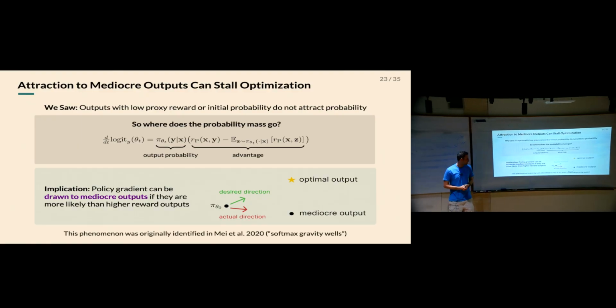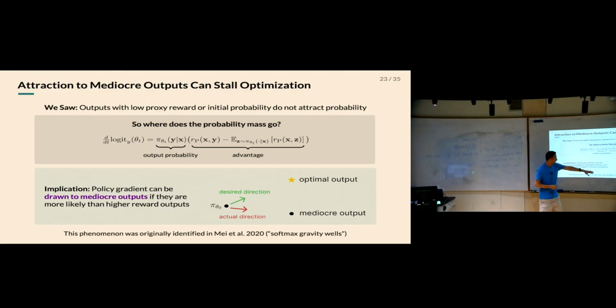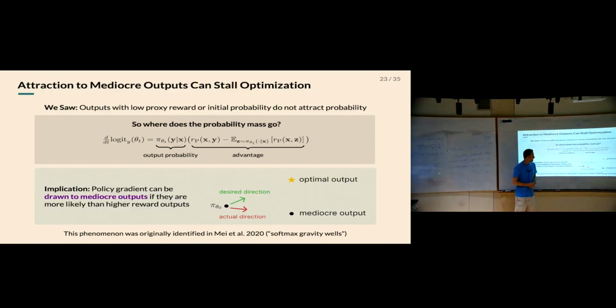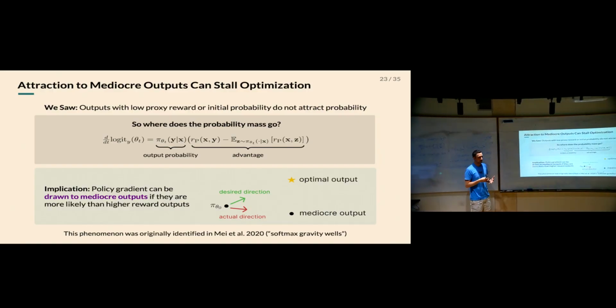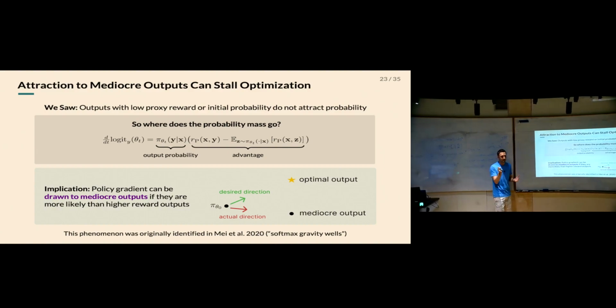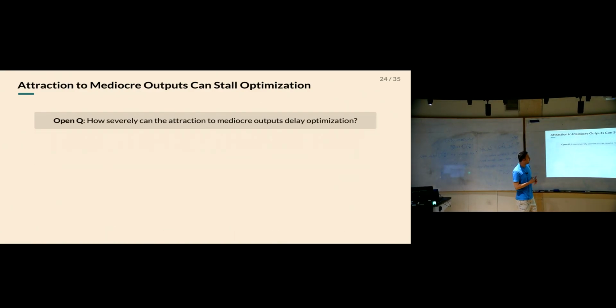And this phenomenon, it's actually not new. It was identified by a paper in 2020 by May et al. And it was known that softmax policy gradient can have this weird behavior where the gradient doesn't point towards the optimal output. But the open question was, okay, how severely does this affect optimization? How severely does it delay how fast we increase the ground truth reward?